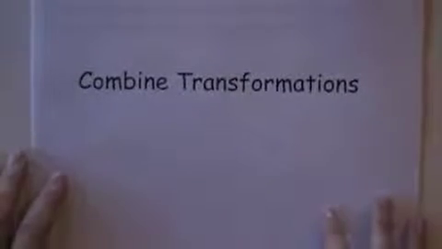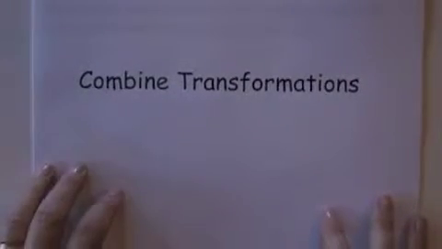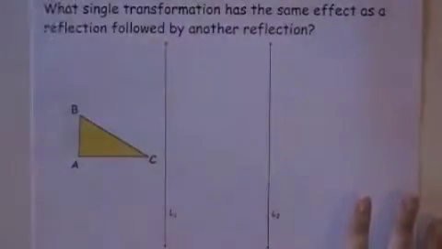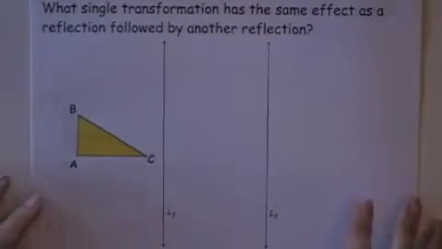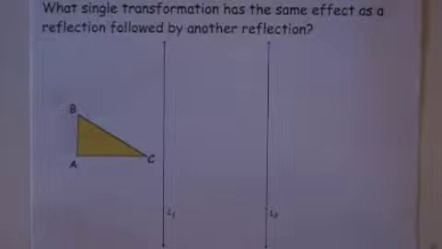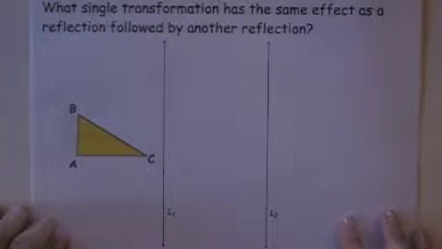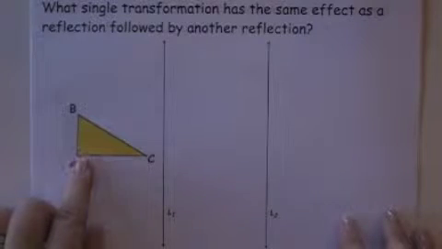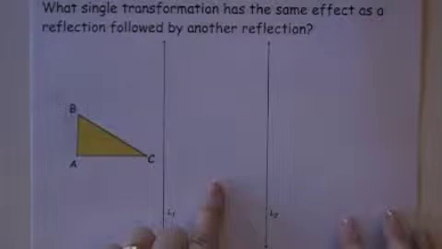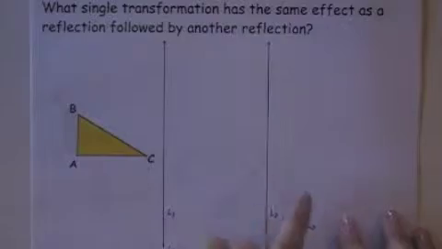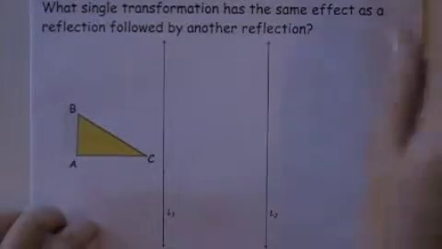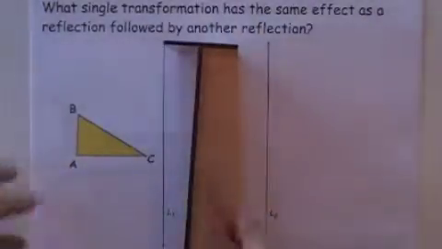In this video, we're going to look at examples of combining transformations. My first example is a combination of two reflections. In other words, I'm going to ask you, what single transformation has the same effect as a reflection in line L1 followed by a reflection in line L2? So to do that, we'll use our reflector.